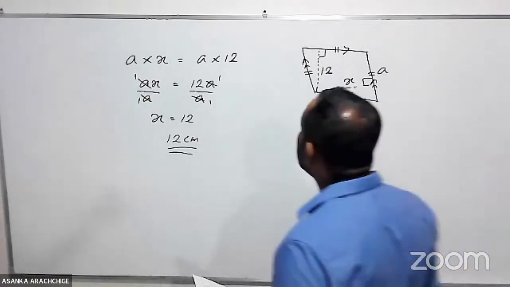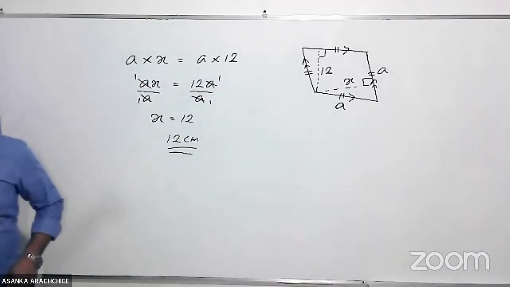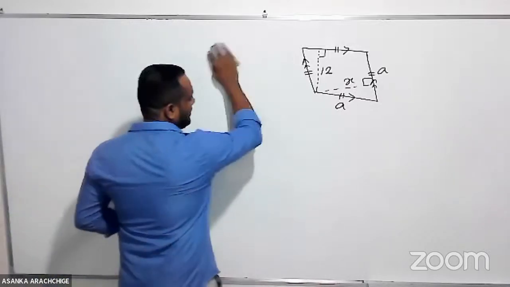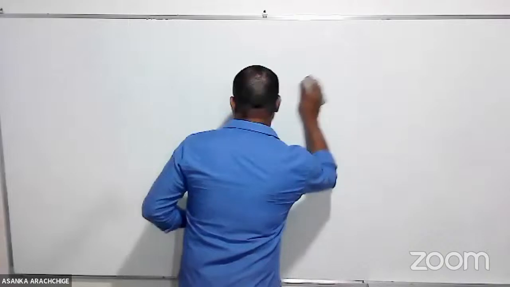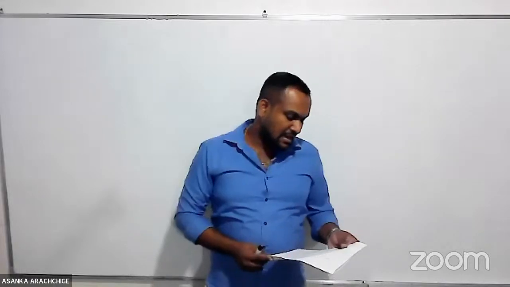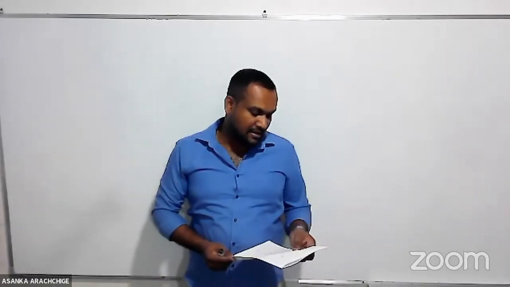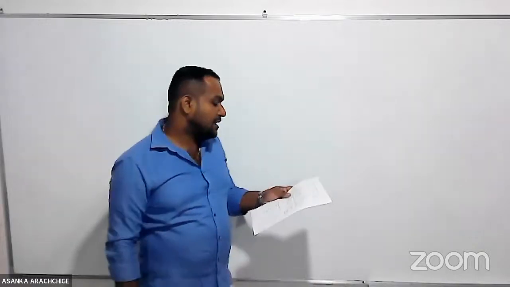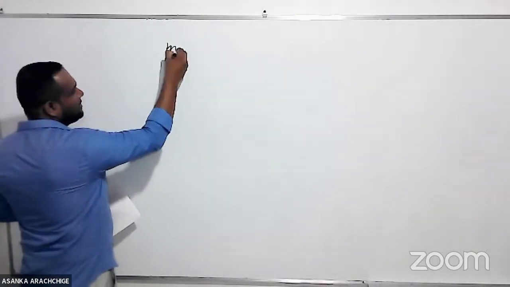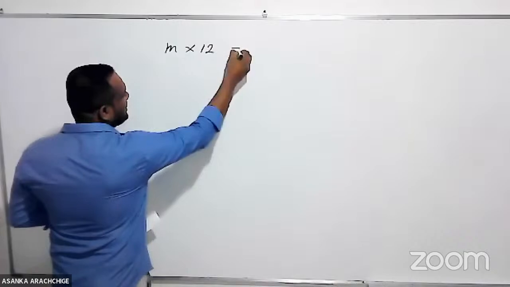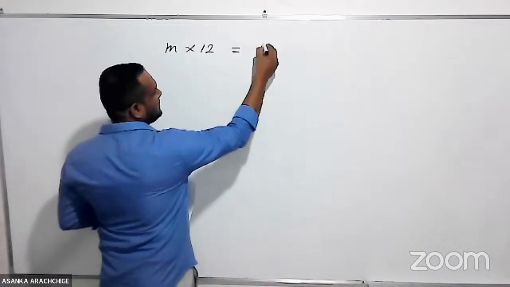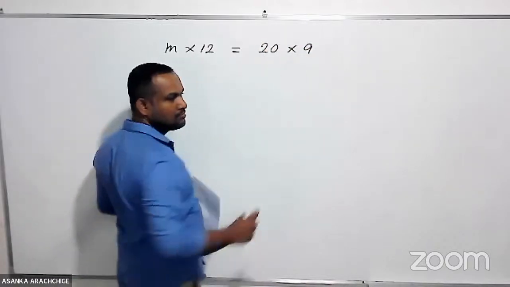Right. The last one. In the last figure, we can express the area of the figure in terms of M as well as 12, and as well as 20 and 9. What is the area of this parallelogram in terms of M and 12? M into 12. The same area can be obtained by 20 into 9. Is this clear?